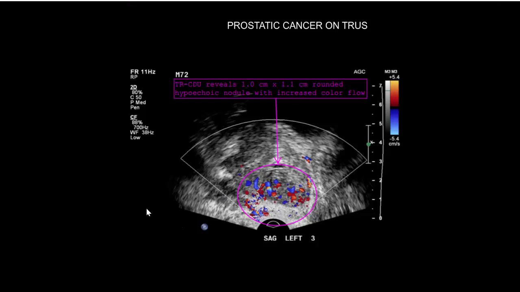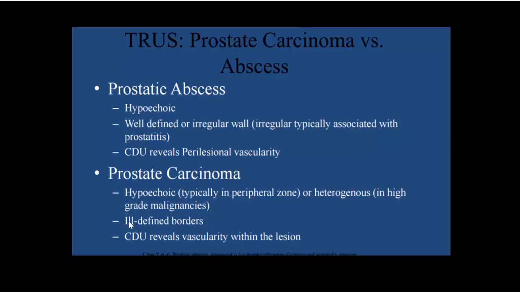This is a prostatic carcinoma on TRUS imaging. We see this area of hypoechoic nodules with increased color flow. Prostatic carcinoma versus abscess differentiation on transrectal ultrasound.